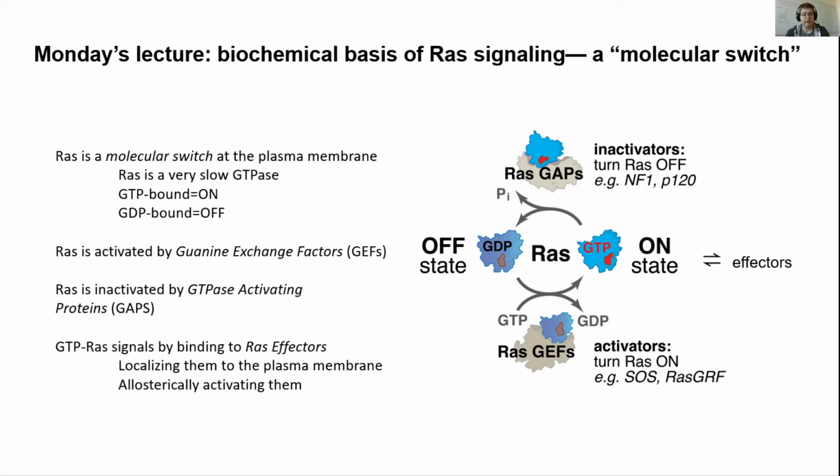through the binding of RAS effectors. So these are molecules that can only bind to RAS when RAS is bound to GTP, but not GDP. And because RAS is typically localized to the plasma membrane, this has the effect of recruiting effector proteins from the cytoplasm to the plasma membrane, which can communicate signals. And in other cases, it has the effect of allosterically activating those proteins to change their activity. And we'll go through examples of that today in specific signaling pathways.